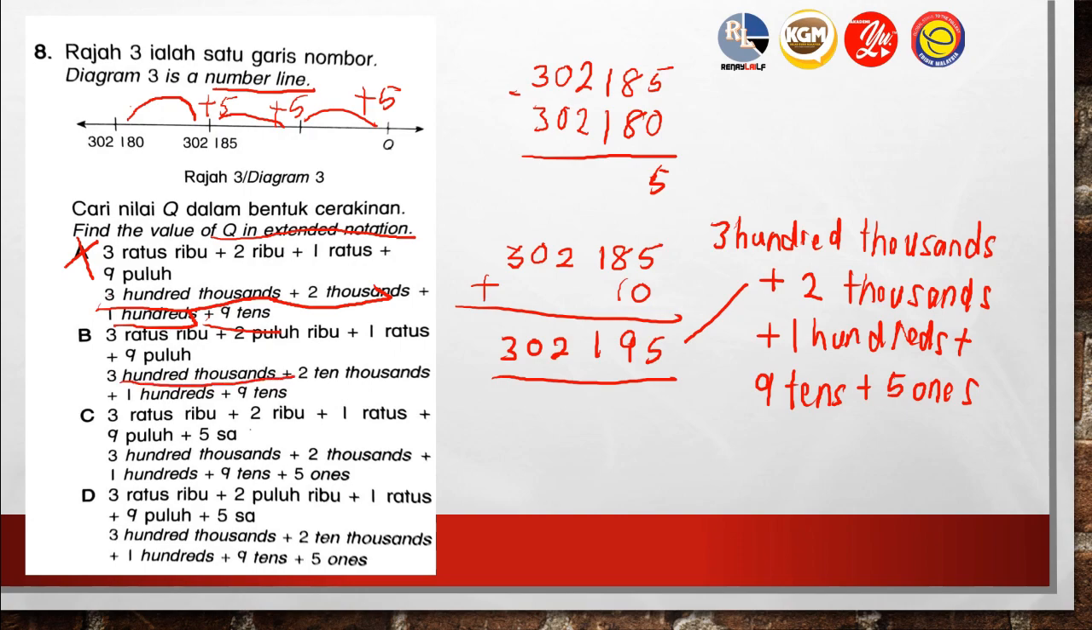Let's look at the next one. 300,000s plus 2 10,000s. We don't have 10,000s, so this is wrong. Look at the third one. 300,000s plus 2,000s plus 100s plus 9 tens plus 5 ones. So this is correct. But anyway, we still check D if we have extra time. 300,000s plus 2 10,000s. We don't have 10,000s, so it's definitely wrong. So the answer is still C.